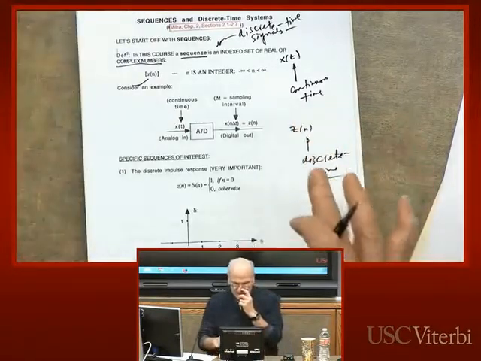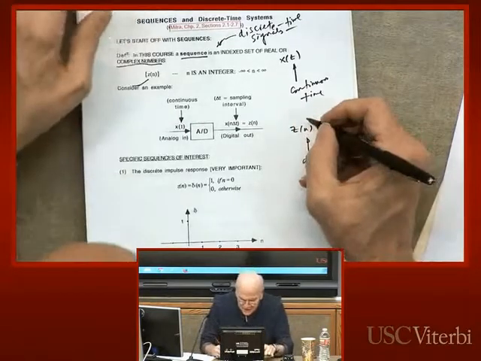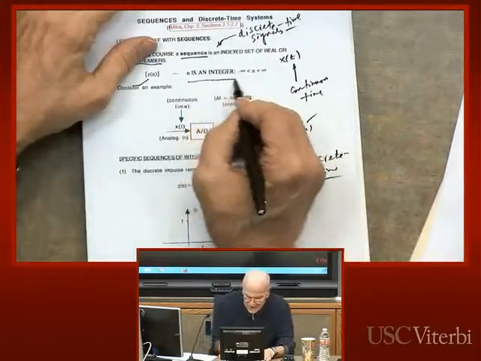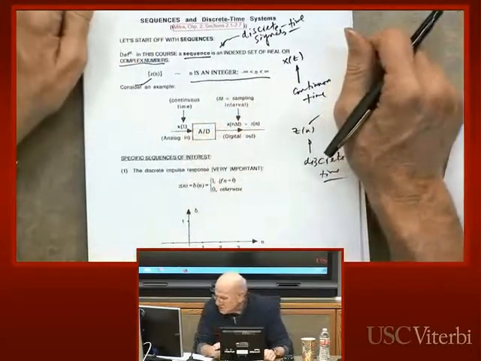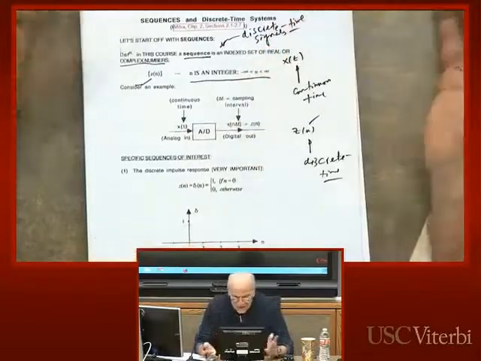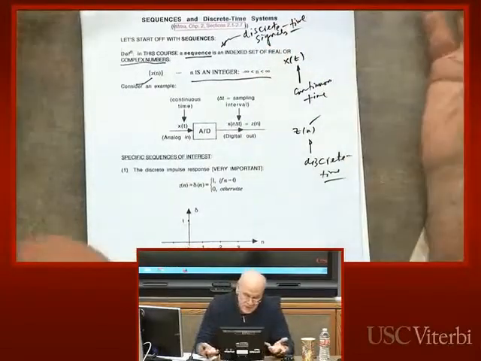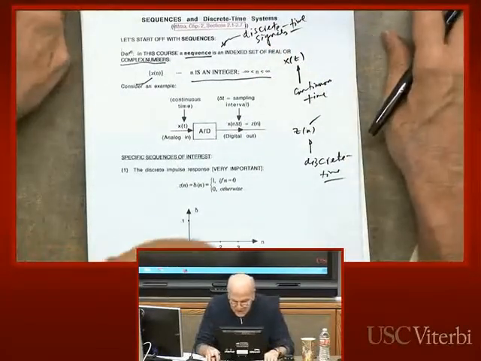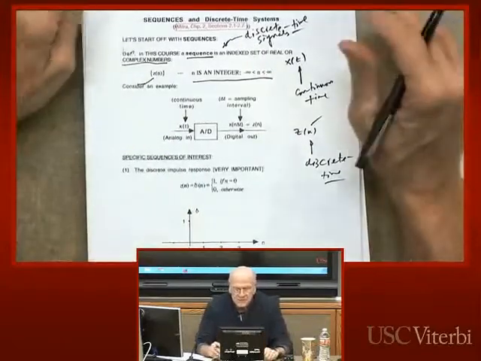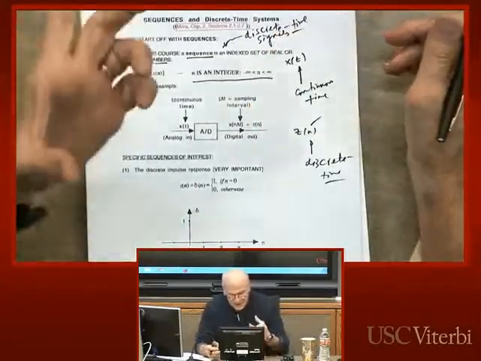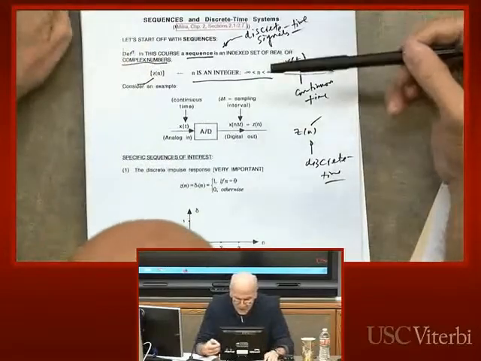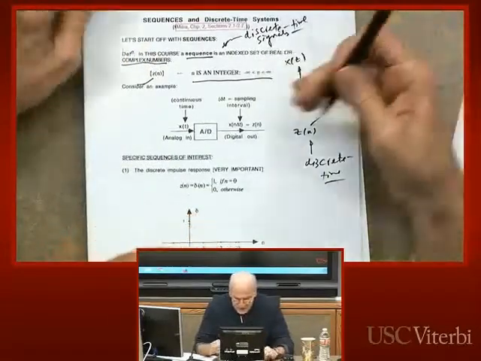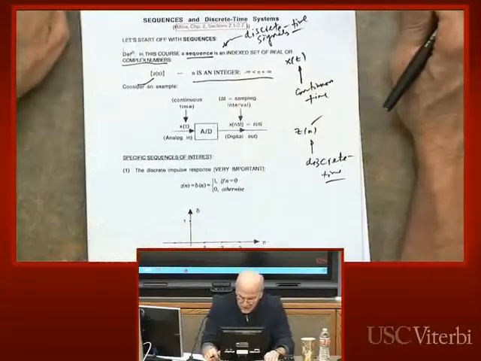So n, that's what I referred to as the index. N is an integer, okay? What is the range of the integer? Minus infinity to infinity. Could be 0 to infinity, could be finite. Some signals later in the class we'll deal with, n is finite, just a snapshot. But whatever it is, it's an integer, and typically it's a continuous integer.